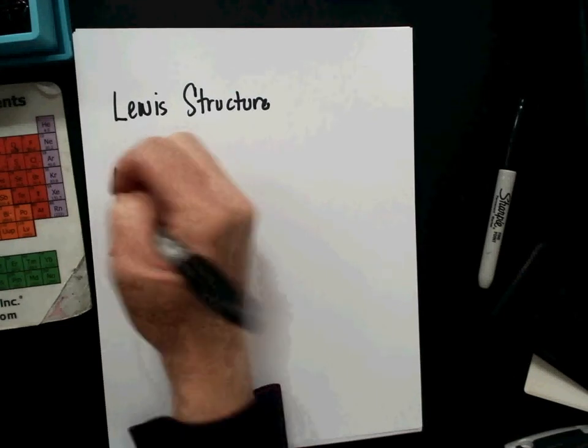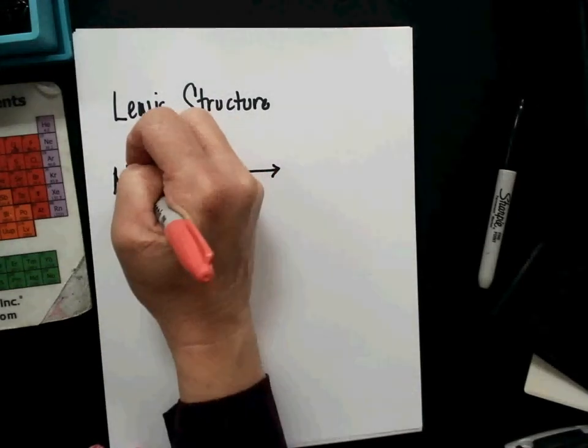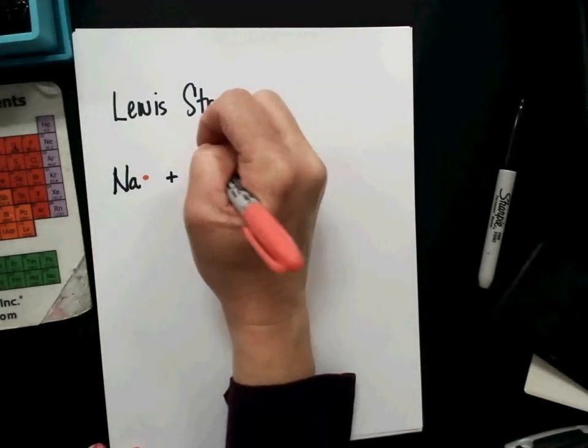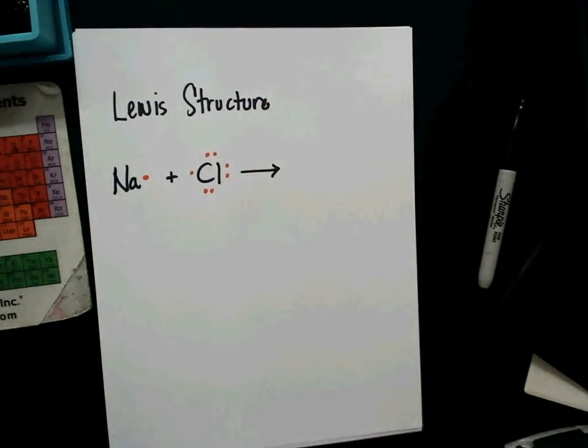So I will write my Na plus Cl and my arrow, and now I have to go in and I have to actually show my electrons. So put your electrons around sodium, 1, and then put your electrons around chlorine. So when I start, that's what it looks like in terms of electrons. Does that make sense to everybody?